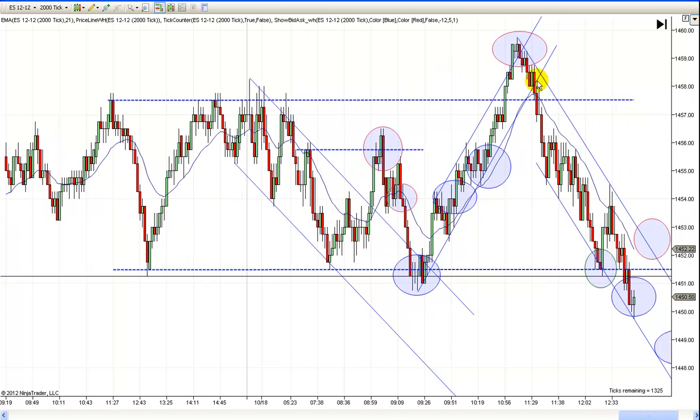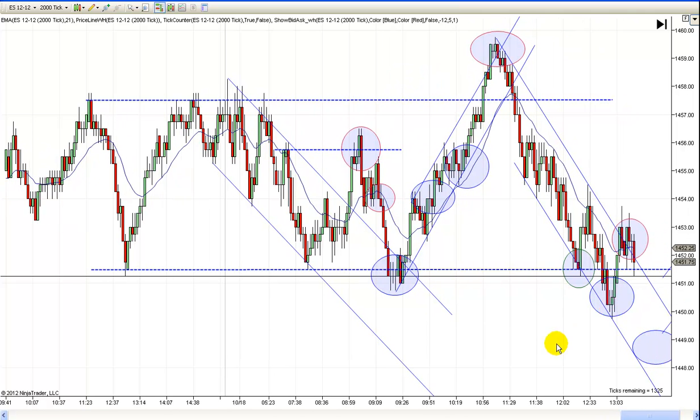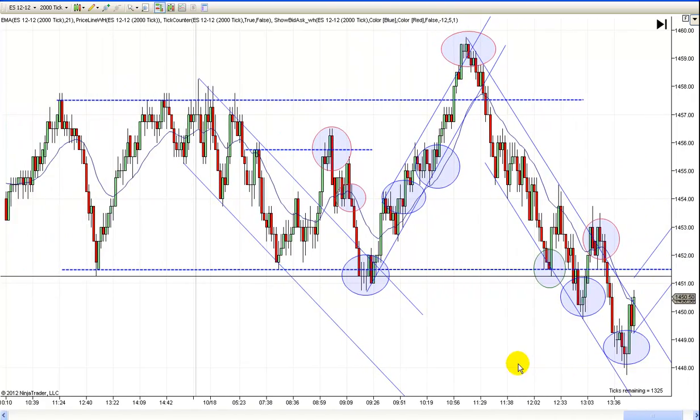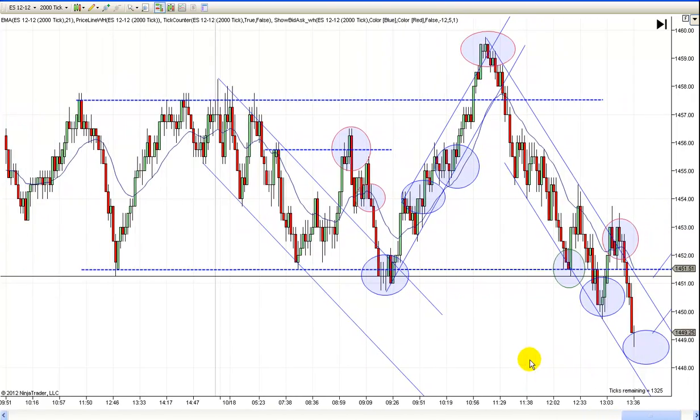And you know you're in a range now. You got to fade these new highs. This is the first new low, first new high, next new low, another new low. And you got to fade all those on a range day. They're going to be your best trade.